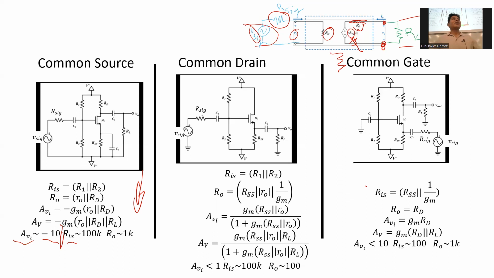Okay, go ahead. When we have a negative Avi, does that mean it just flips? Yeah, it just flips the polarity. But in magnitude, we just care that it's big. The negative doesn't really affect anything.